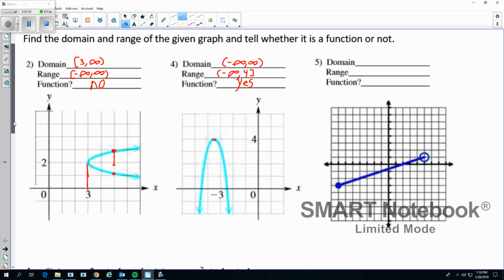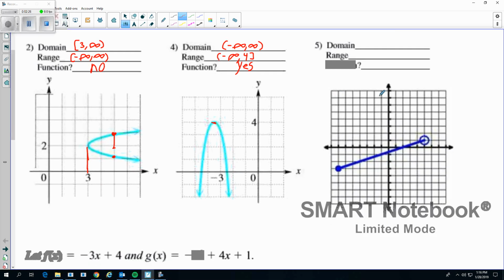Okay, I want to scroll up a little bit so we can see this a little better on number 5. So domain, once again from left to right. So let's see, how far left do we go? 1, 2, 3, 4, 5, 6, 7. So it looks like we're going to go over to negative 7. And then to the right, 1, 2, 3, 4, 5. It looks like we're going to make our way over to 5. Open circle indicates that you don't quite get there. So the domain is going to be bracket negative 7 over to 5. We're going to parentheses that 5 in, so it doesn't quite get there all the way.